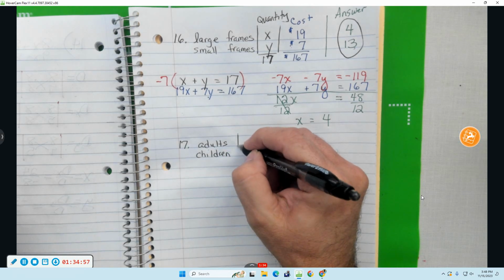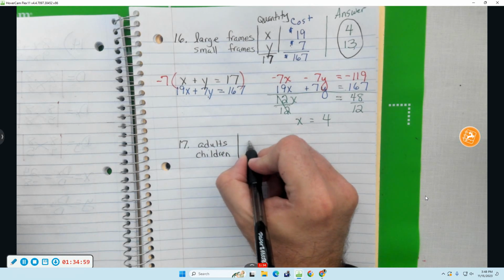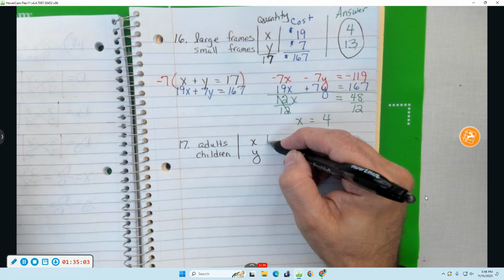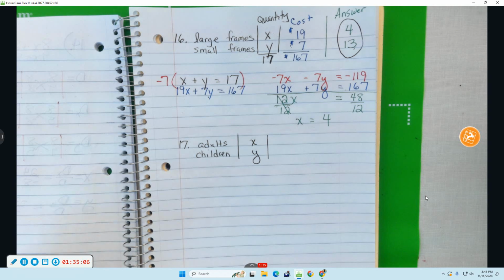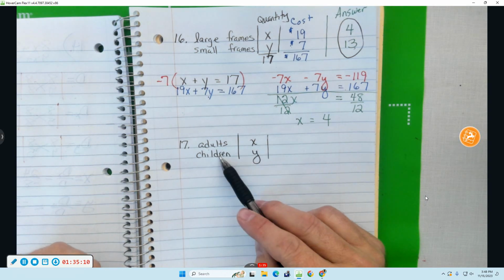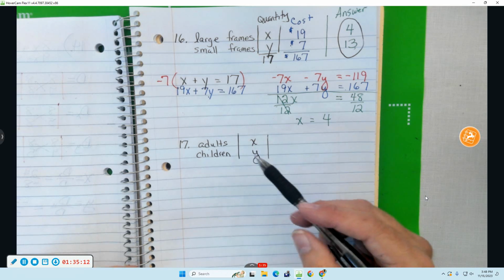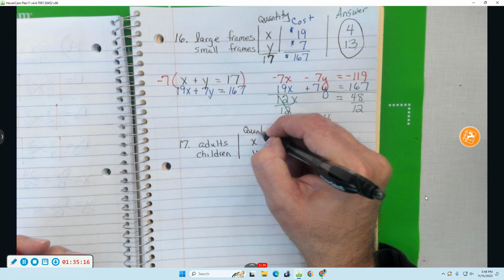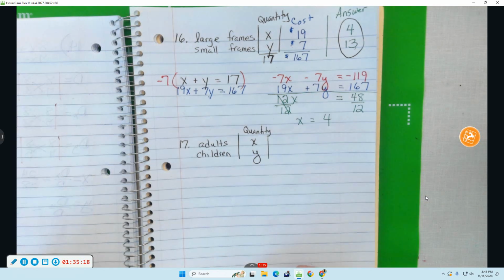Are you going to let them see what we want to know? I'm writing how many adults and how many children. Oh, you're letting us. So X and Y are the number of tickets. I'll just say quantity. Yeah, just say quantity again. How many? I think there's even going to be a cost column.